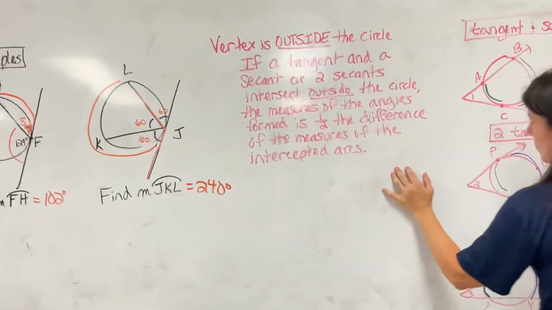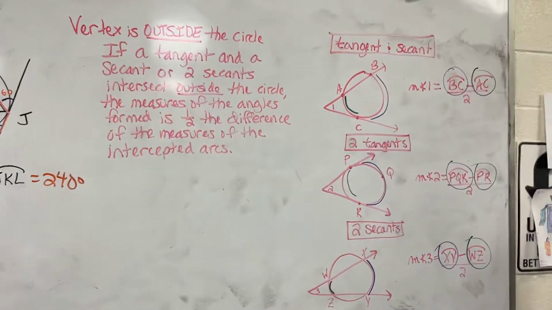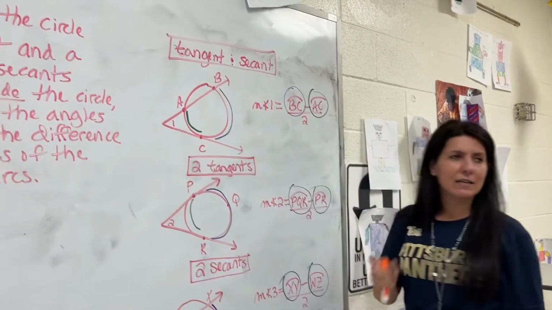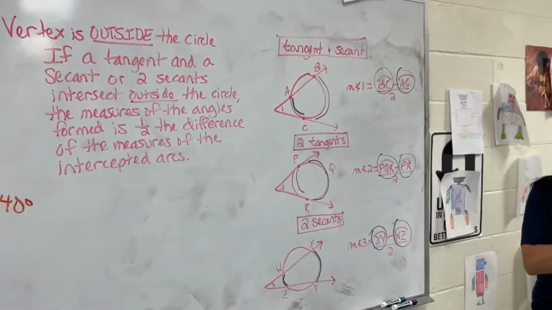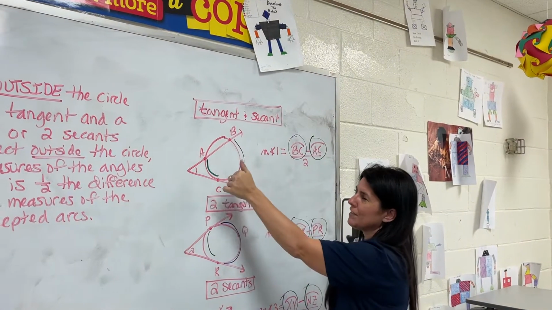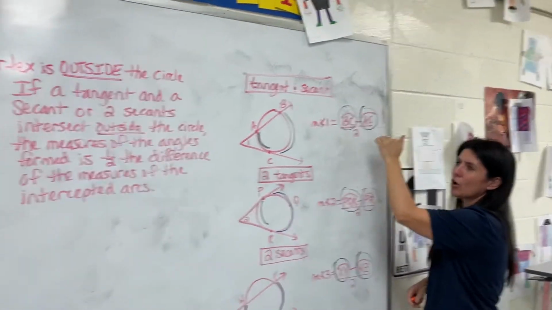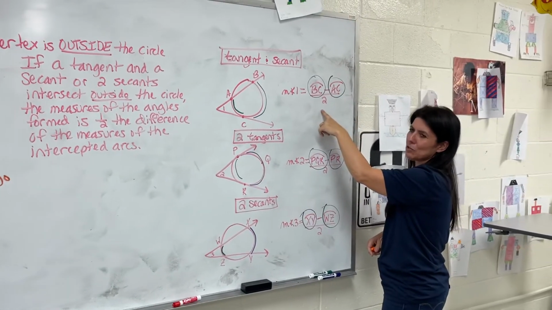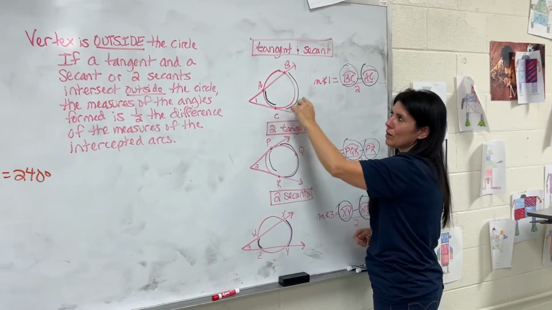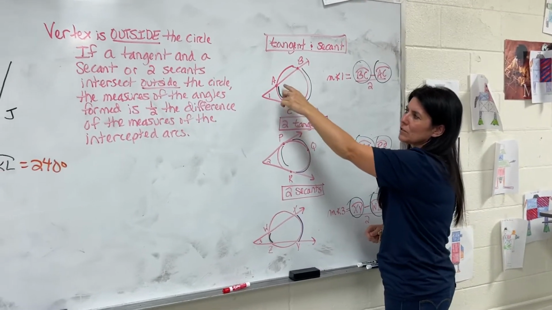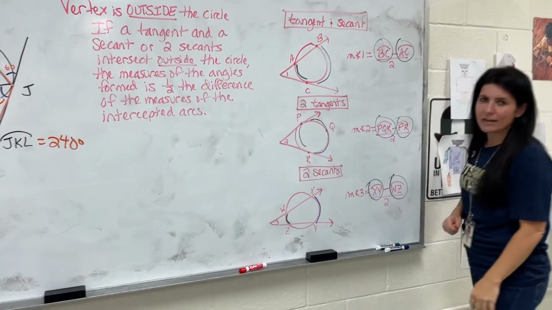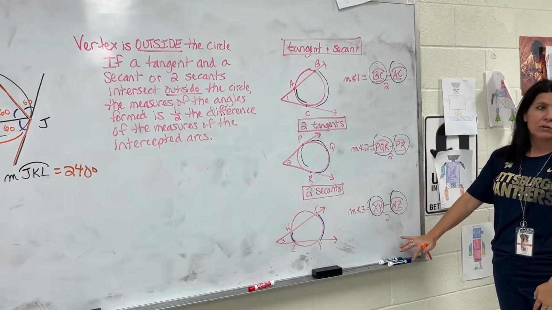Vertex outside the circle. So we have three different scenarios for this rule. We have a tangent and a secant. Here's my tangent, here's my secant. Remember, a secant is a line, whereas a chord is a segment. Remember that back from 10.1. So if we have a tangent and a secant, we have the bigger arc minus the smaller arc, divided by 2. So if we're looking for this angle, I'm taking this blue arc, this bigger arc from B to C, subtract the smaller arc A to C, and divide by 2, and that gives you that outside angle. All of these are very similar, they just look different.